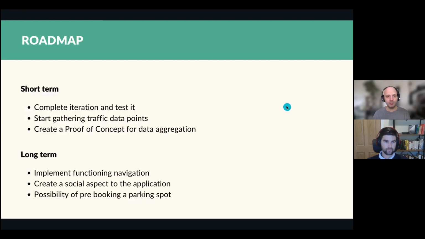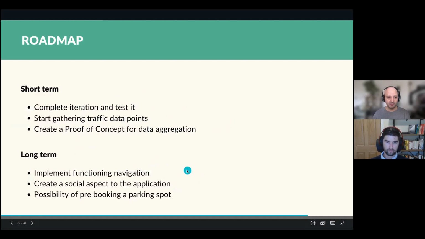So quick roadmap. In the short term, I would complete the iteration and do further testing. All the users were happy to jump on a second test. So that's really good. I would also like to start looking into gathering all the traffic data points and create a proof of concept for how to aggregate all this data. In the long term, functioning navigation will be something very important to work on.